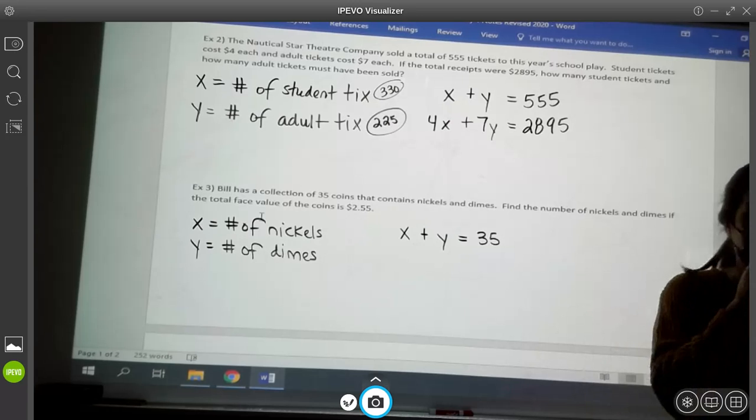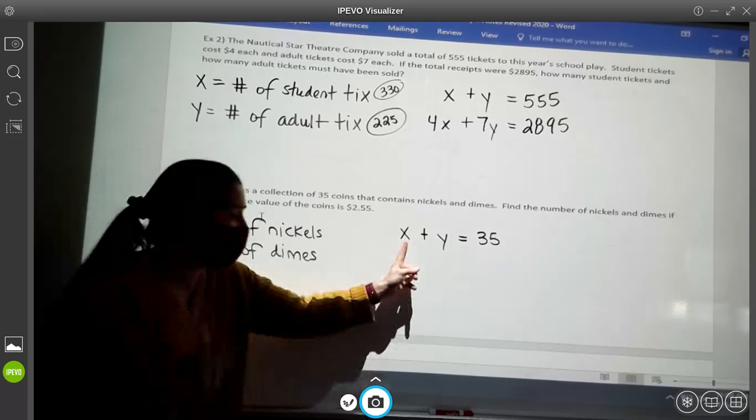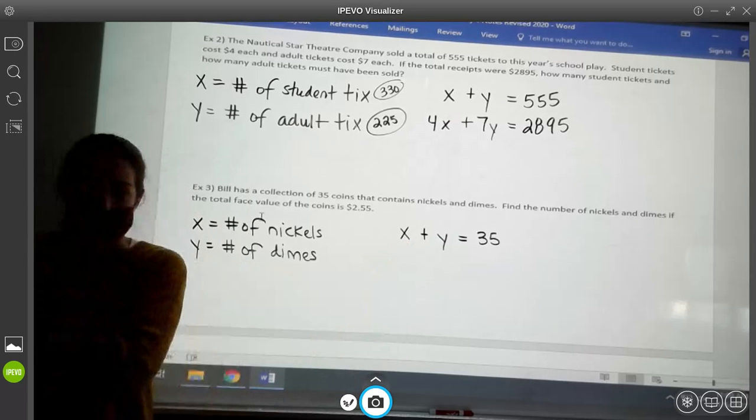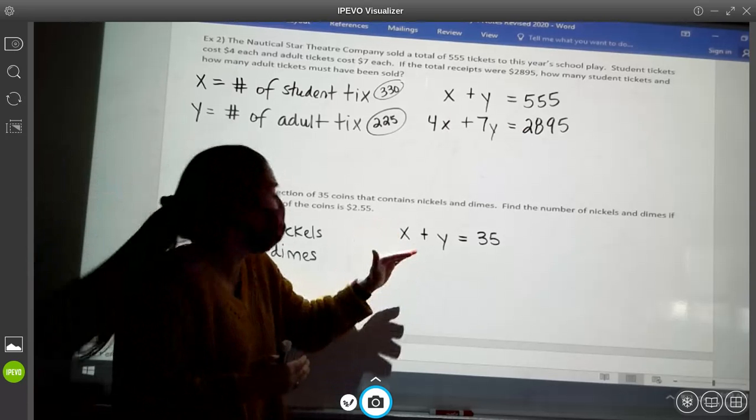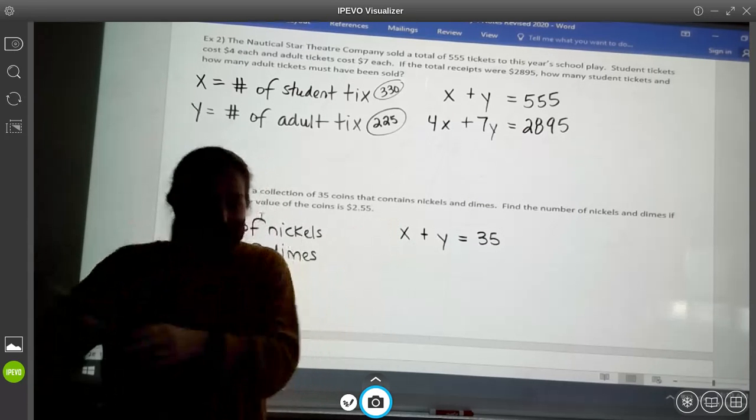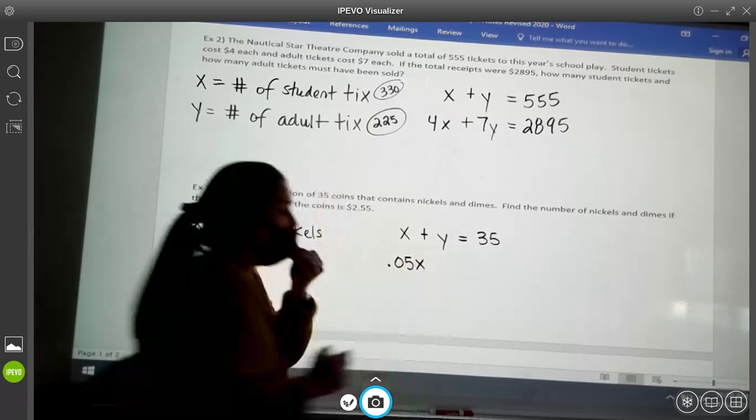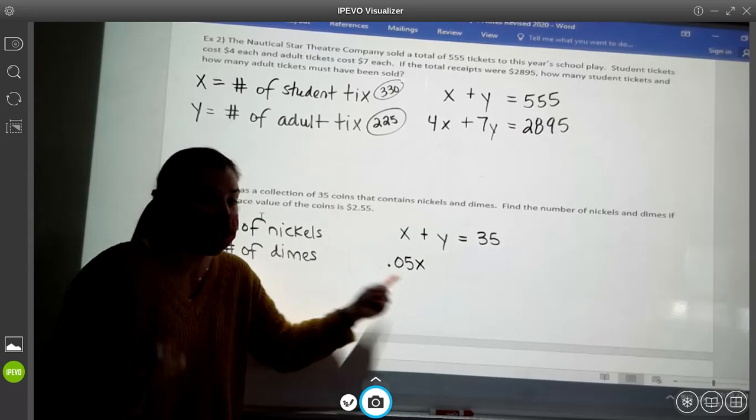If this is the number of nickels, then each one of those nickels is worth 5 cents. So how do I show that I have 5 cents per nickel? 5 cents per X. That would be 5 cents times X. So 5 cents is 0.05 times X. A lot of students end up putting 0.5, and that's 50 cents. 0.05 is 5 cents.